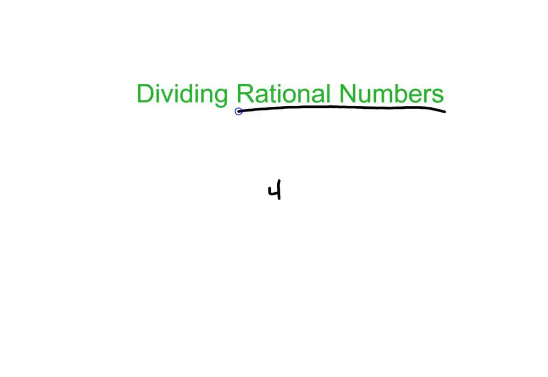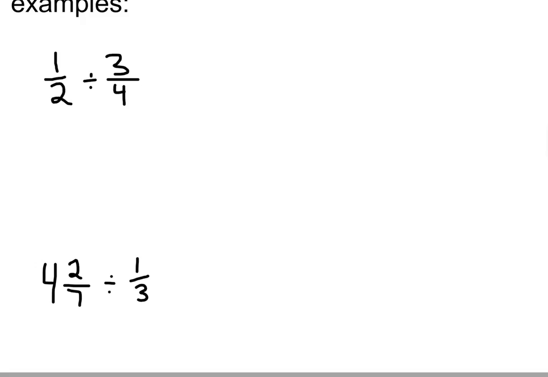4 is a rational number because it can be written as 4 over 1. 1/2 can be written as a fraction because it's already a fraction, and so forth. So we're going to be dividing numbers like these today. Dividing rational numbers. Basically, there's just a trick that you just have to know. I'm just going to show you it right now.